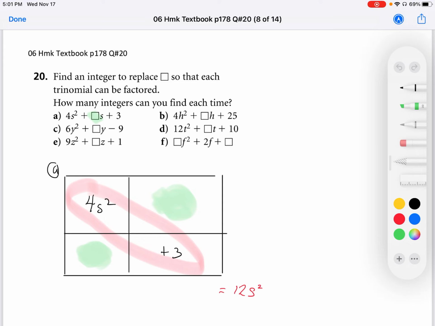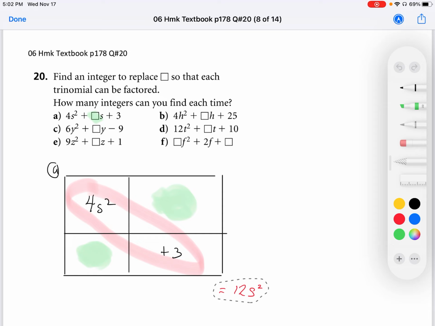Because we have a leading coefficient here, we're going to have to be careful with the factoring because we can't just use that number. The property we're going to use is that the product across this diagonal is going to be equal to the product across this other diagonal. I've already worked out this diagonal product: 4s squared times 3 gives us the positive 12s squared.